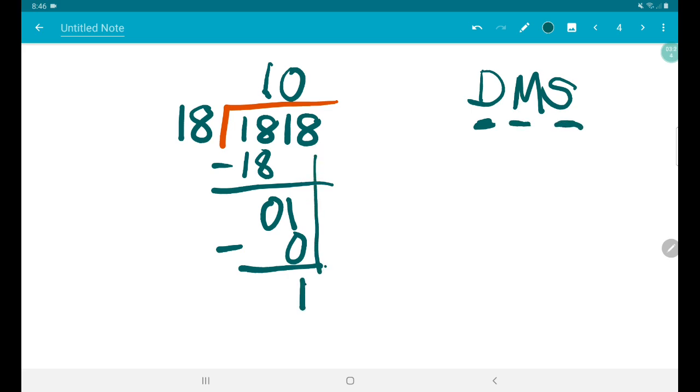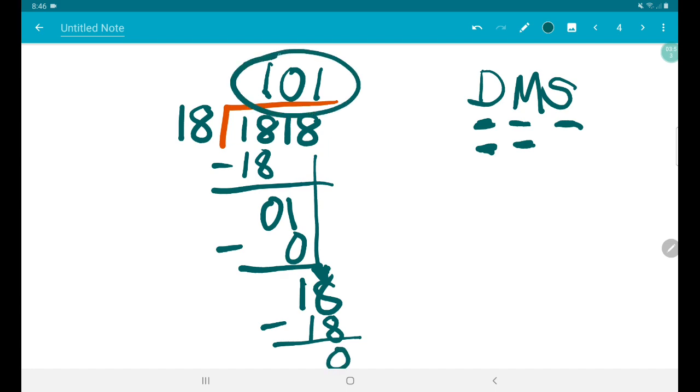Bring down yung kasunod na digit sa taas, 8. And then, proceed tayo sa pinakaunang step, divide. 18 divided by 18 is 1. Multiply. 1 times 18 is 18. And then, subtract. So, 18 minus 18 is 0. So, the answer is 101.